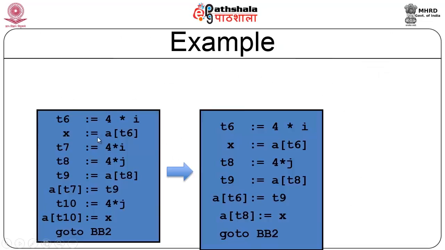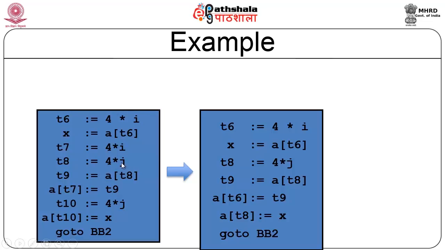So, let us see this. Here T6 is equal to 4 into I, x is equal to A of T6, T7 is equal to 4 into I. Now, T6 and T7 are two expressions. The value of I has not changed between this point and this point. Therefore, we can eliminate that computation, and wherever we are using T7 in place of that, T6 can be used. So, 4 into I is one common sub-expression available in this particular block.